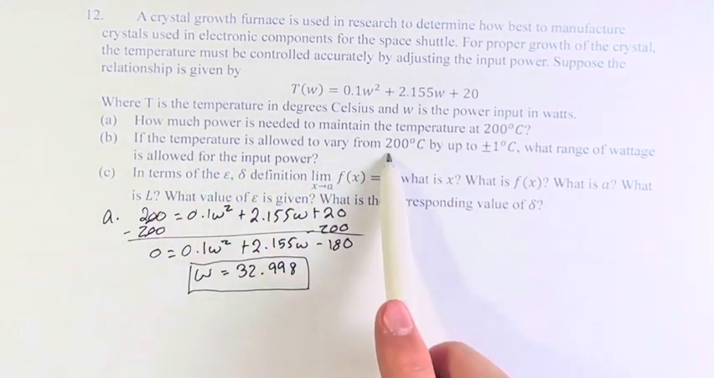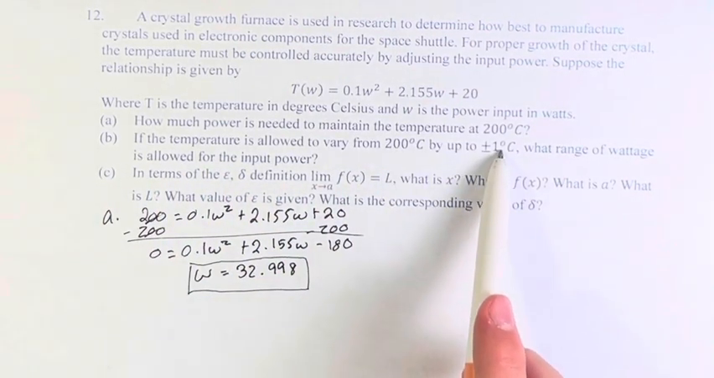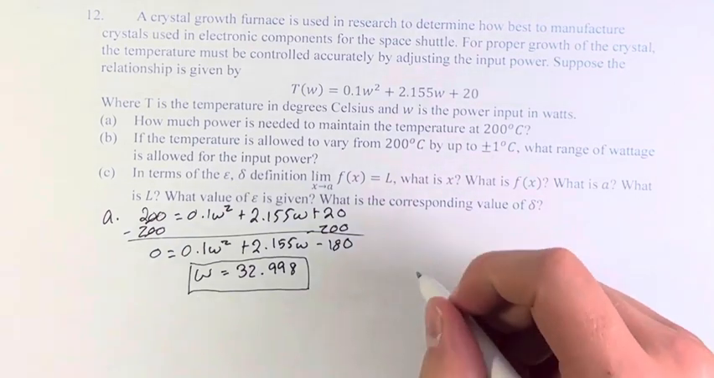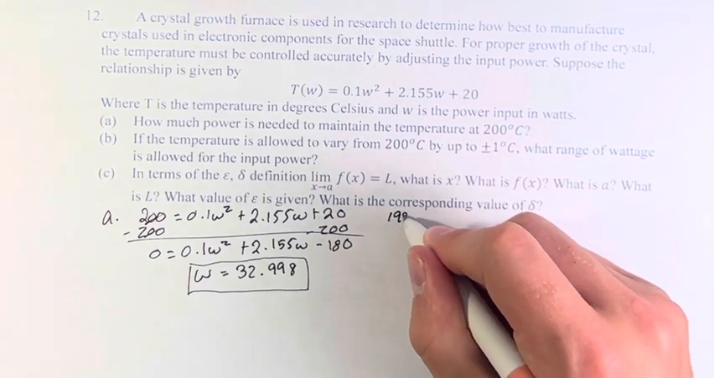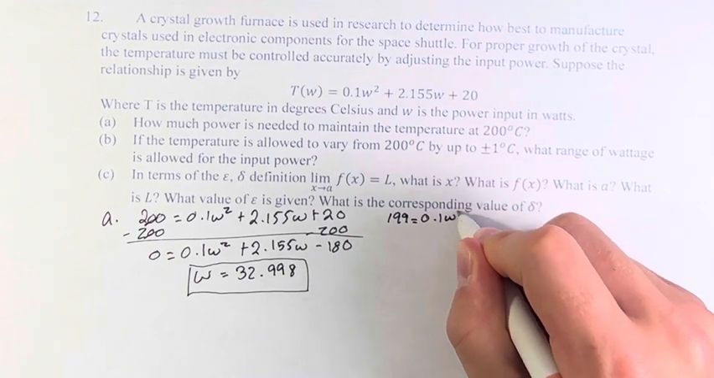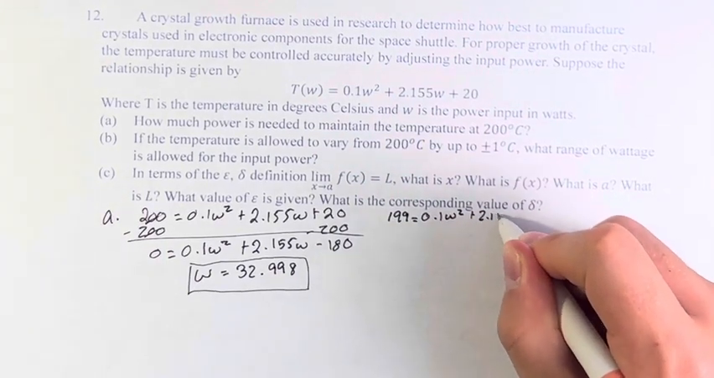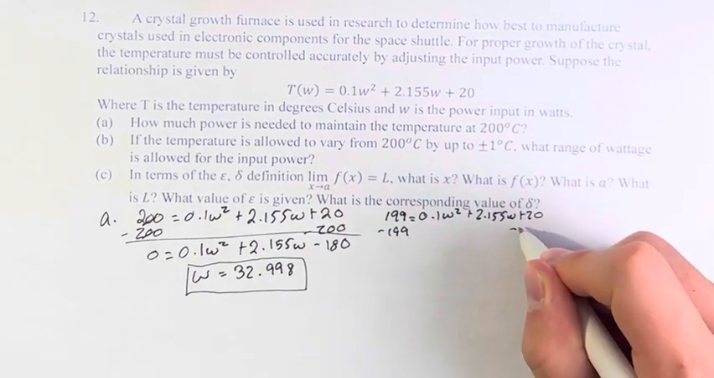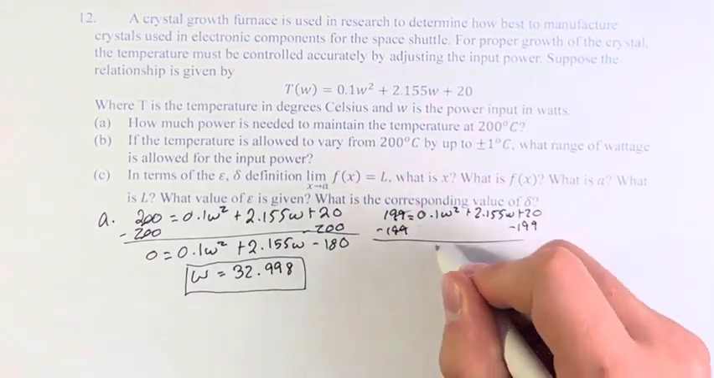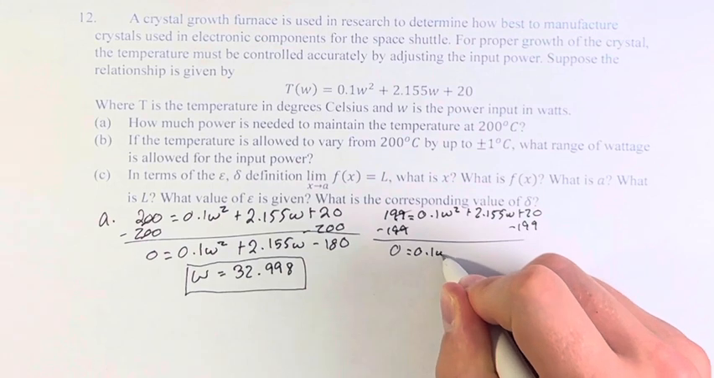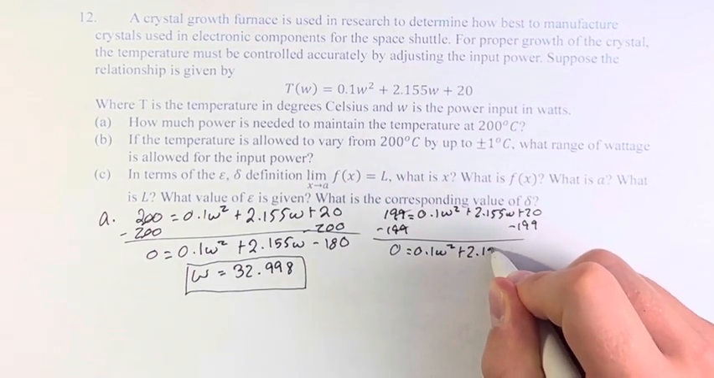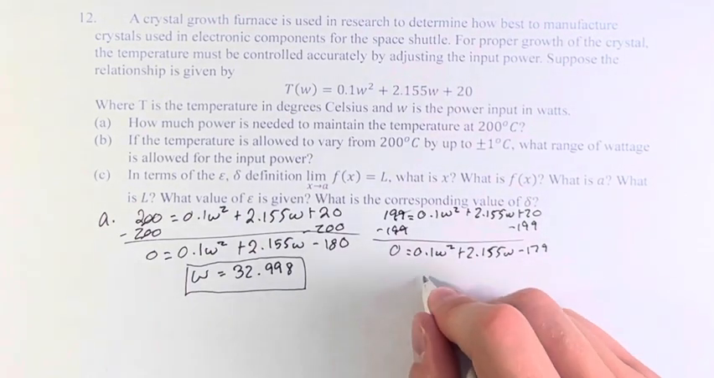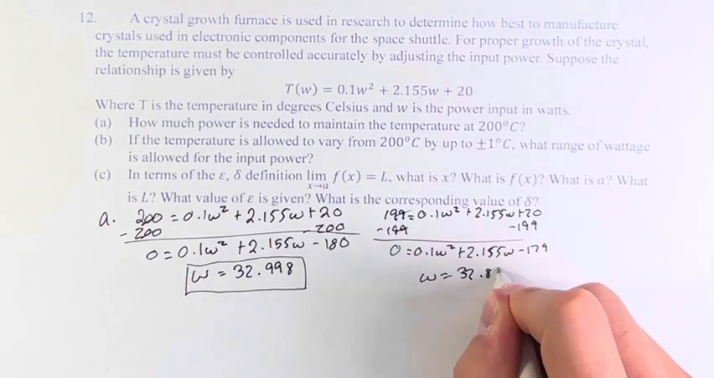If the temperature is allowed to vary from 200 by up to 1 degree Celsius, what range of wattage is allowed for the input power? So if we have 199 being the temperature, solving for W again, we get 0 equals 0.1 W squared plus 2.155 W minus 179. Solving for this, we get W equals 32.884.